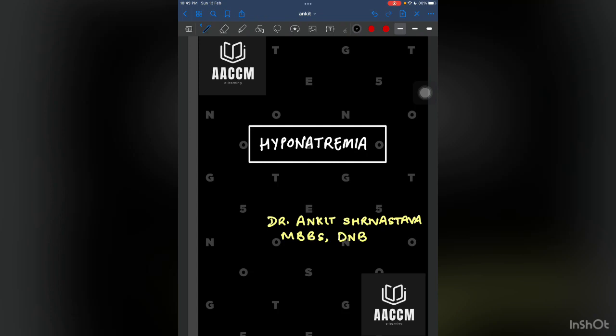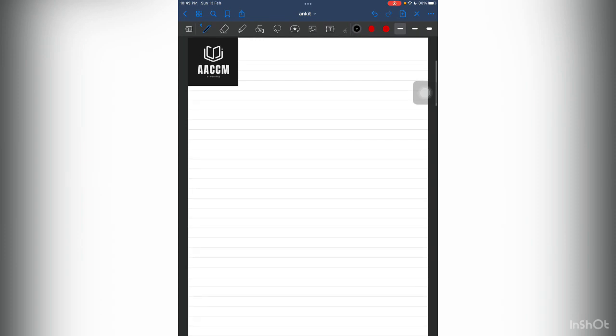Myself, Dr Ankit Shrivastava, will be dealing with the topic today, which is hyponatremia. So we talk about hyponatremia. We know that the normal serum sodium levels are 135 to 145 milliequivalent per liter. If the serum sodium levels are less than 135 milliequivalent per liter, we term this as hyponatremia.